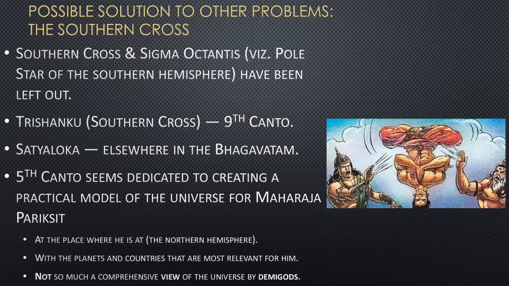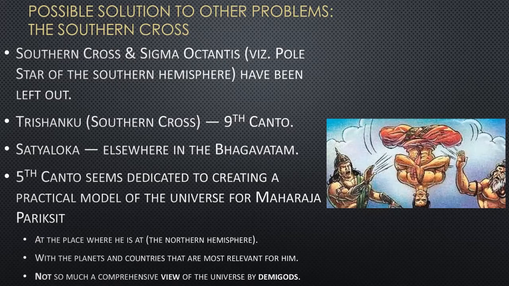So somebody who is in Argentina, they will see the pole star of the southern hemisphere, Sigma Octantis. They will not see Dhruvaloka, the pole star in the northern hemisphere. Somebody in Argentina or Australia will also see the Southern Cross, and they will not see the pole star. So why have these been left out?